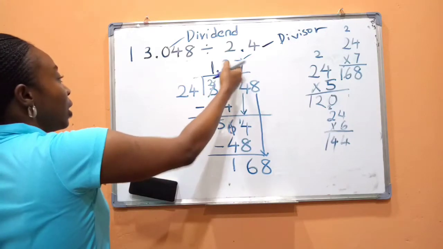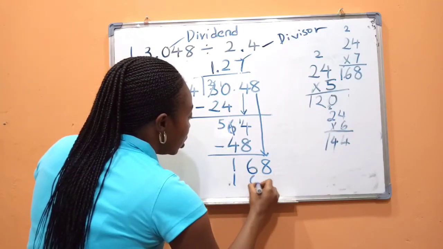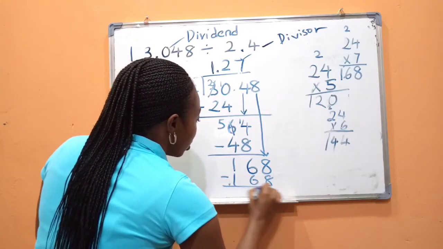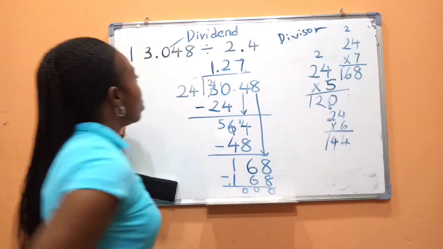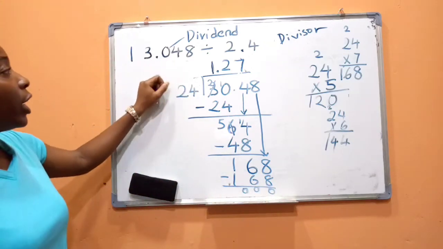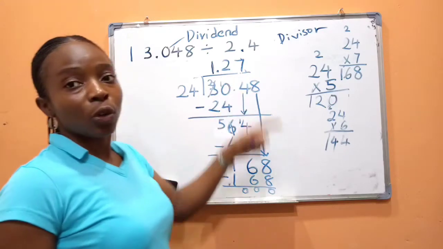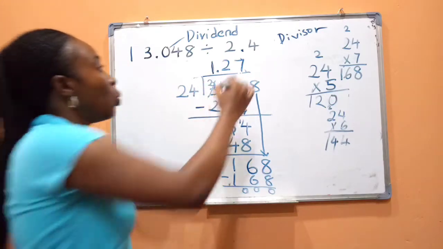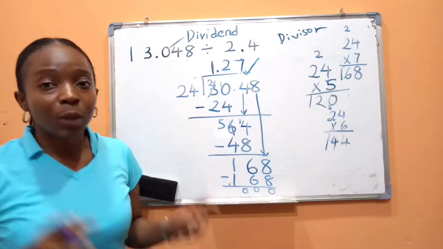So by the time you say 7 times 24, we're going to have 168. We subtract and we have 0, 0, 0. So 3.048 divided by 2.4 simply gives us 1.27. This is absolutely easy, guys.